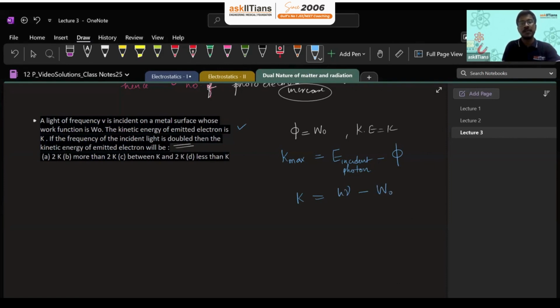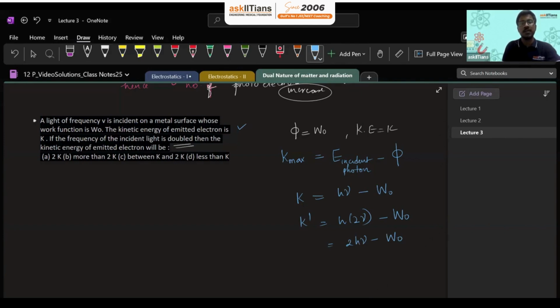And in the second case, they are saying if the frequency of incident light is doubled, what is the kinetic energy? So let's say the new kinetic energy is K dash. Now what they are changing is the frequency, which is doubled. So this becomes 2 times the initial frequency minus W naught, because it's the same material. Hence the work function will not change, right? So K dash is equal to 2 h nu minus W naught, right?